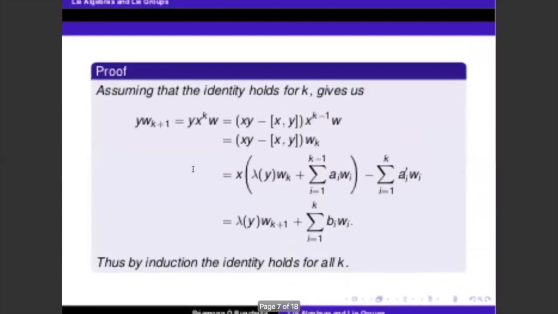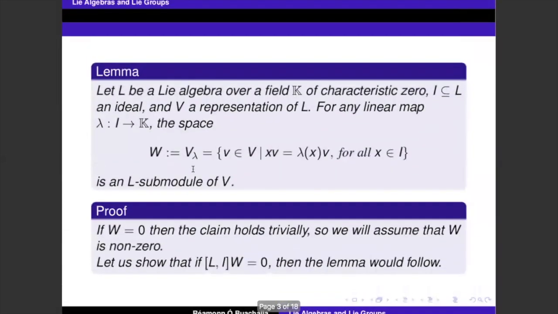Because it was quite long, let's go back and remind ourselves what it actually said. It said that if we have a pair consisting of an ideal and a linear map from the ideal into the field K, then we can define a subspace W in this form. You want it to be all the elements in V such that the elements of I act according to lambda. And then the claim is that this thing that we've constructed from I and lambda is in fact an L submodule.